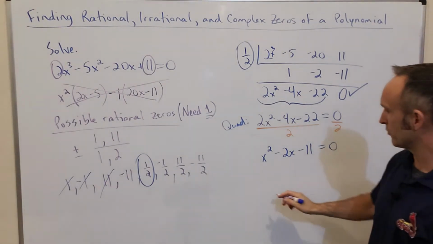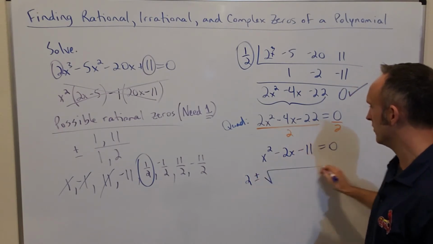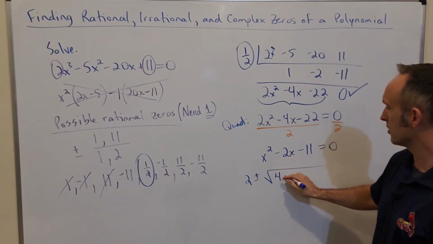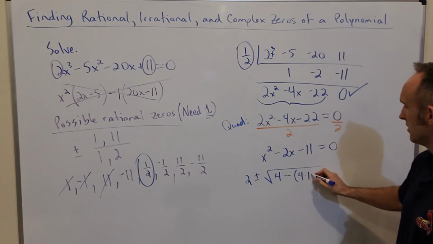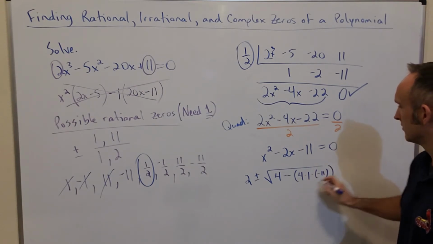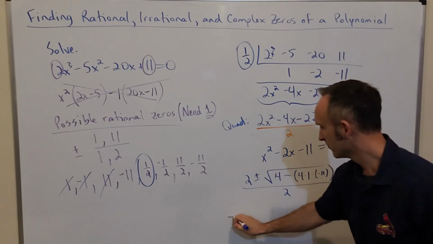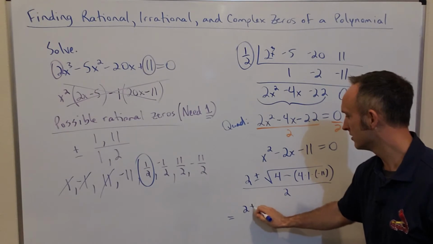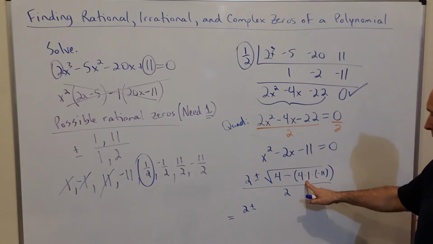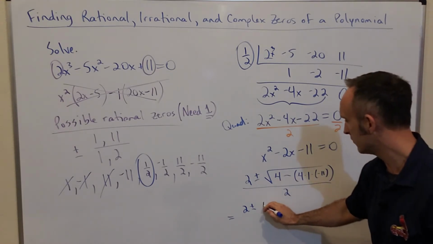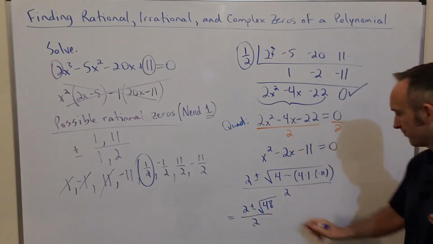We're going to go to the quadratic formula. So negative b is positive 2 plus or minus the square root of negative 2 squared is positive 4 minus 4 times 1 times negative 11, all over 2 times 1. Okay? So we get 2 plus or minus. Okay, so we've got 4 minus negative 44. So that's 4 plus 44, which is 48. So I've got the square root of 48 over 2.